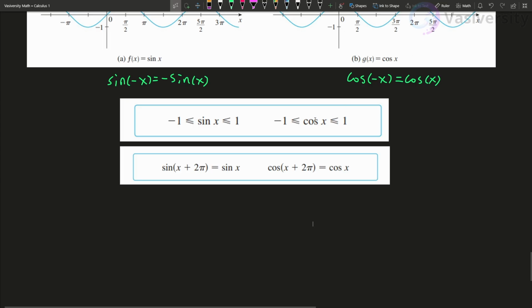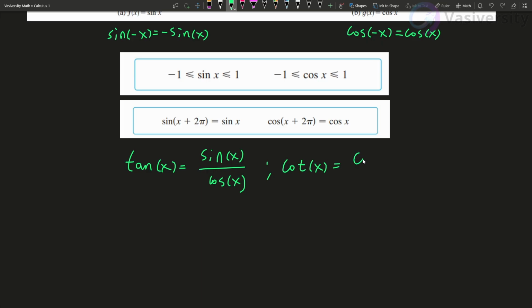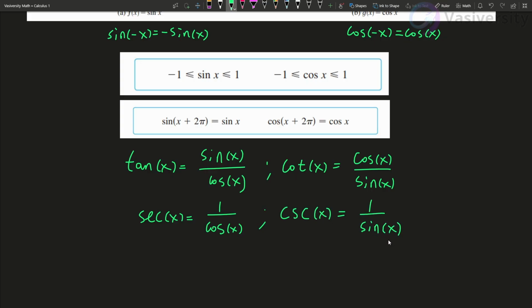So tangent, right? Tangent of x is equal to sine x over cosine x. Then cotangent of x is going to be cosine of x over sine of x. Then secant of x is going to be 1 over cosine of x. And cosecant of x is going to be 1 over sine of x.